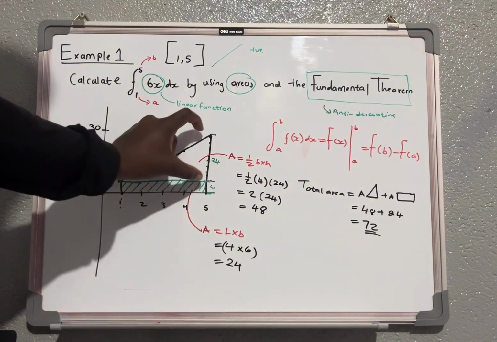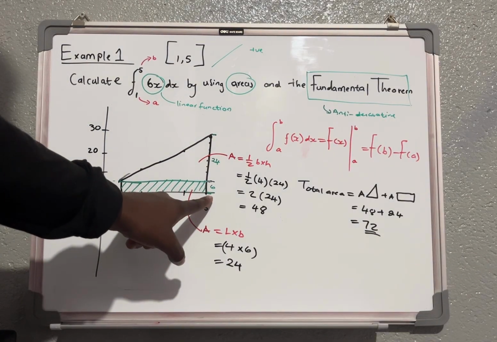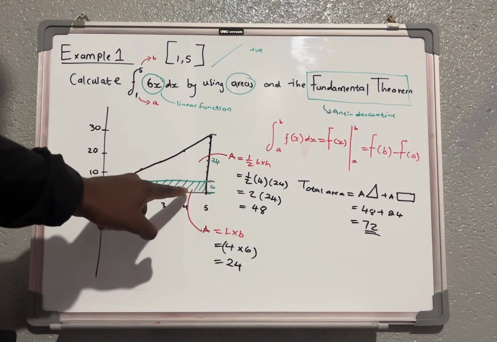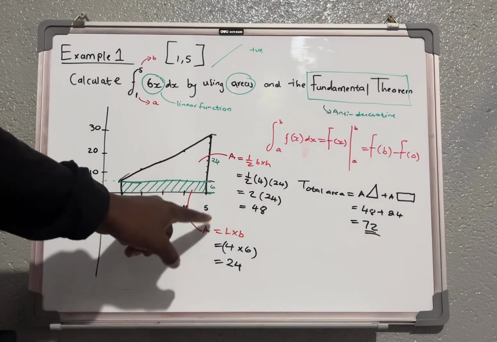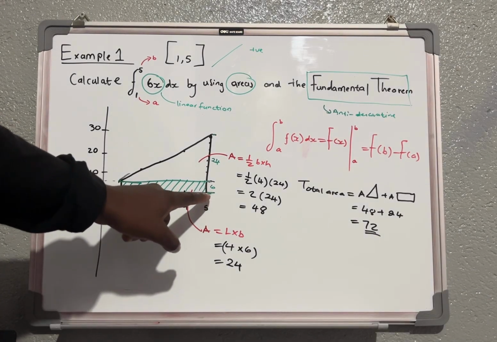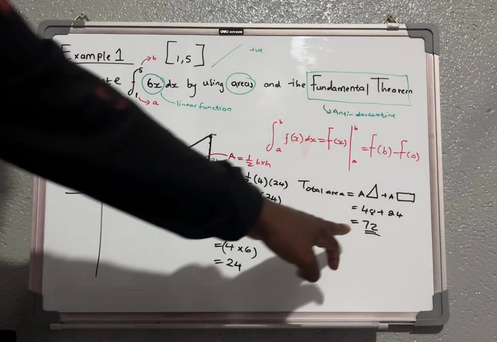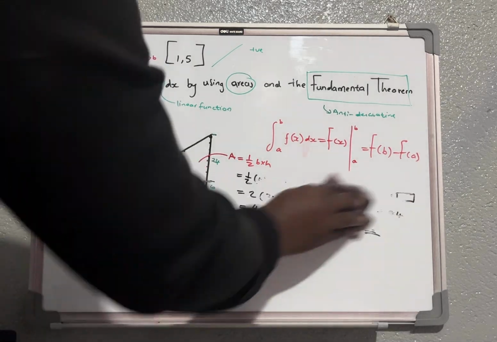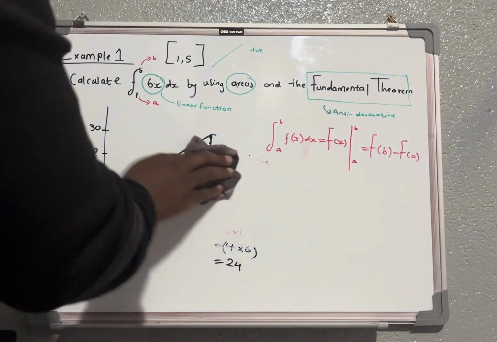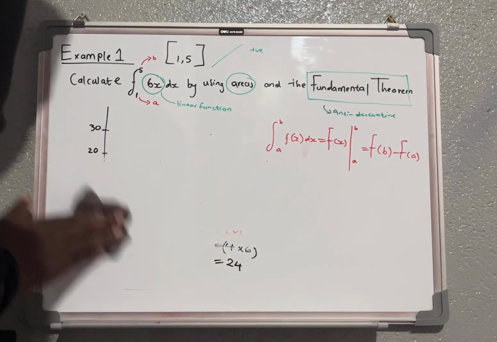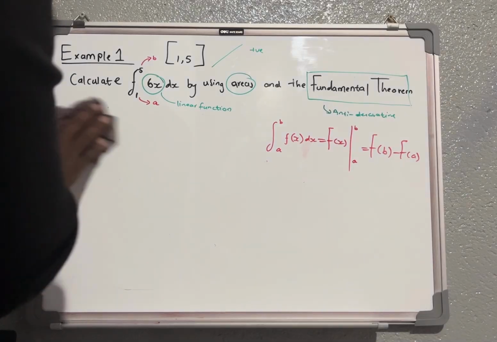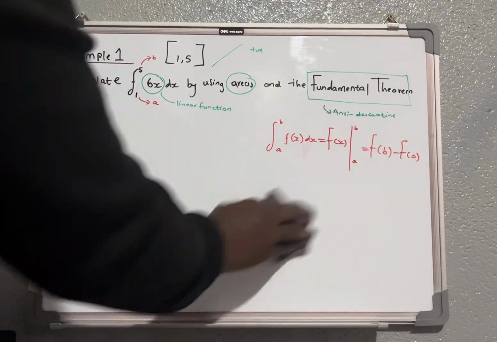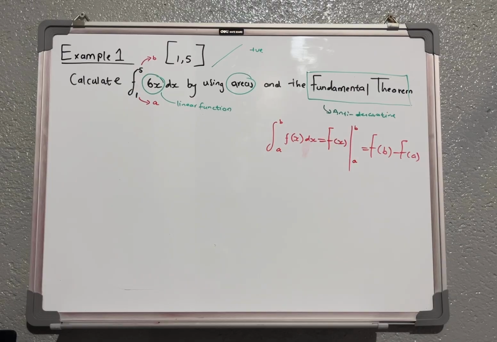For the height, I took the height of the triangle, not the height from the ground, because this triangle is sitting on top of a square. For the square, I took this 6, the height from here to there. I added those two, and they gave me 72. So now we're going to a method using the fundamental theorem. Mainly you'll use this formula together with your antiderivative knowledge.